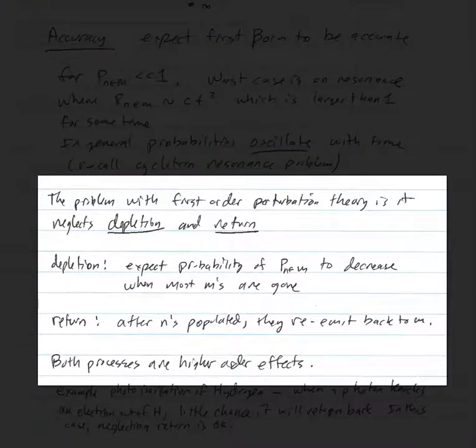Depletion means that we expect the probability of making a transition from M to N to decrease as we deplete the system from many states that are occupied with the state M. If all of those states are gone, I can't make the transition from M to something else. And first-order perturbation theory doesn't take that into account. The other thing is called return, which says after I've populated a large number of N's, they're going to undergo this stimulated emission and re-emit the energy and go back to the state M. And both of those processes are higher order effects.